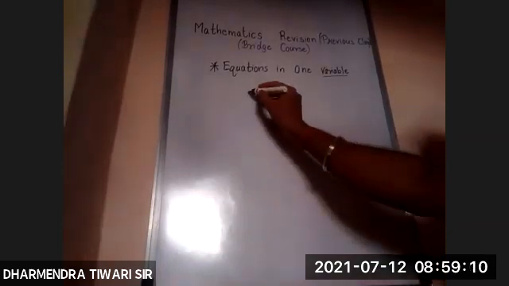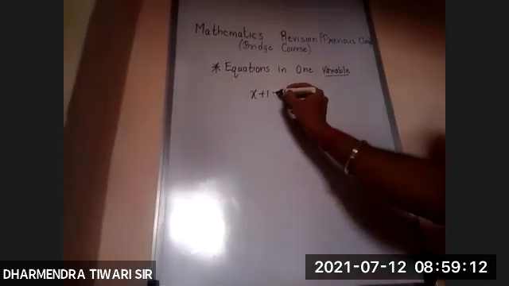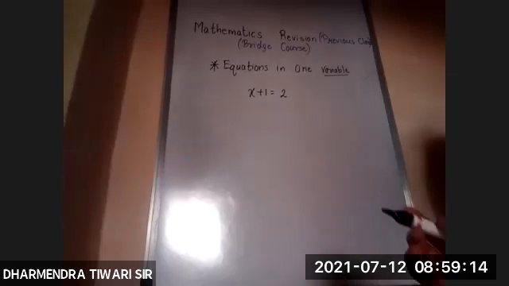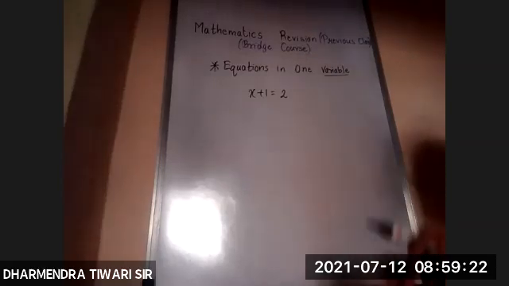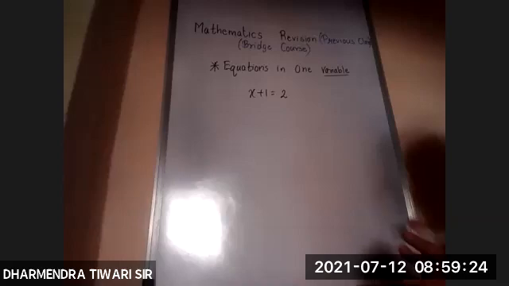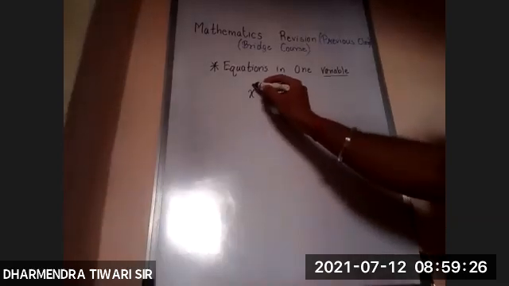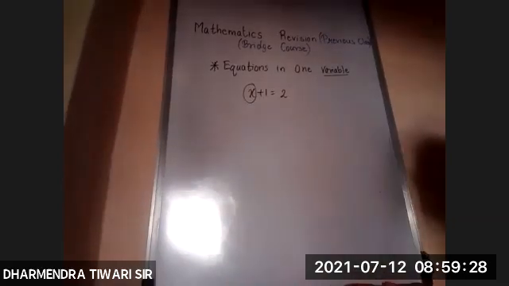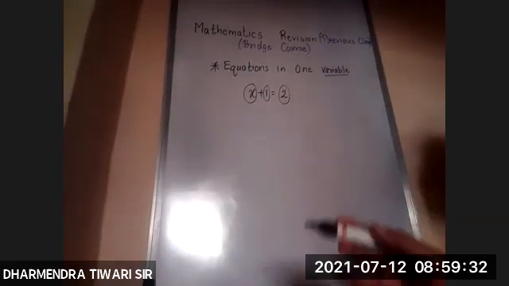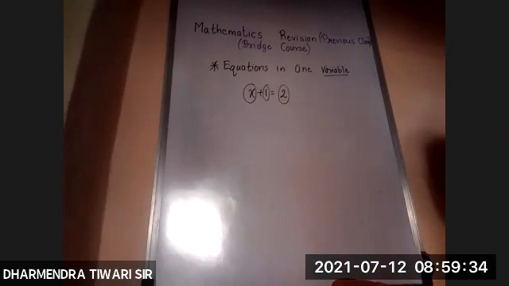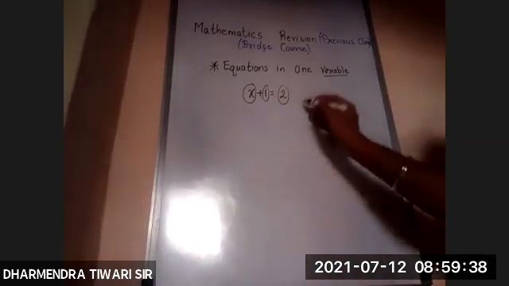We are having x plus 1 is equal to 2. Whenever you get a problem of this type, you need to take all the variable terms on one side and all the constant terms on the other side. We can see that we are having this variable x, this constant 1, and this constant 2. So all the constants should be taken on one side. So we can take all constants on right hand side.